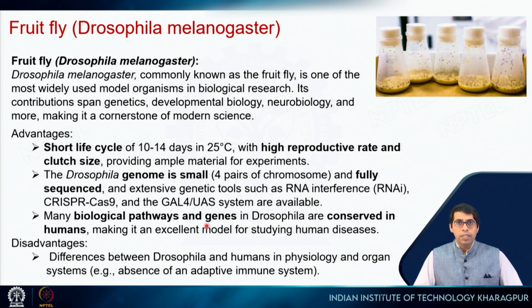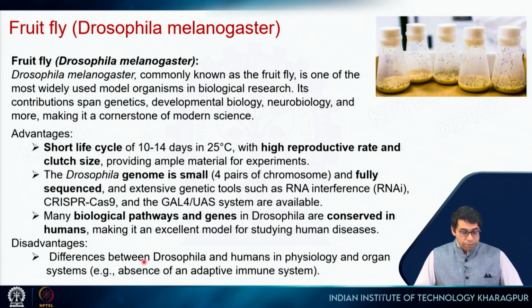Many biological pathways and genes in Drosophila are conserved in humans, making it an excellent model for studying human disease. For example, if you want to study development, the same set of genes are present in Drosophila as well as in humans. If we think of the Hox genes, there are 8 Hox genes in Drosophila and 39 Hox genes in humans, right? Even though the number of genes is different, the basic principles remain the same.